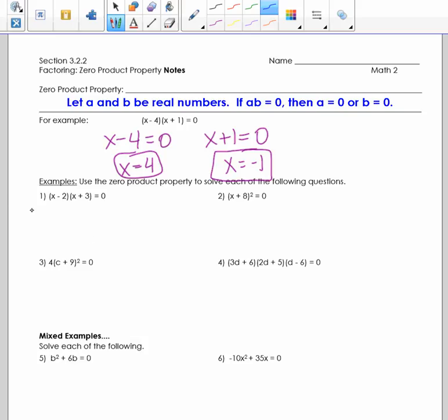If you look at number 1, it's already in factored form, so you can take the x minus 2, set it equal to 0, and the x plus 3, set it equal to 0, right? One or both has to be 0 in order for that to be equal to 0. So one of your answers is going to be 2, and your other answer is going to be negative 3.